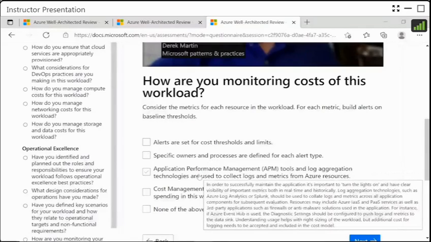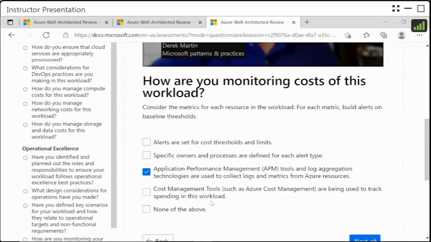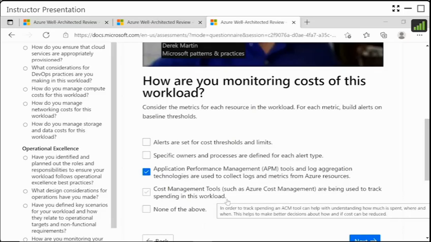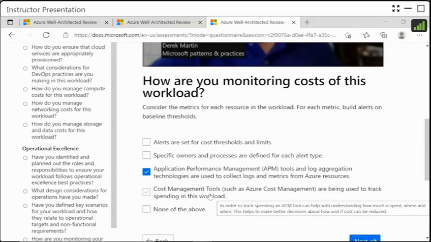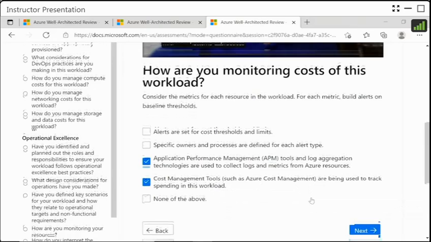Application performance tools and log aggregation technologies are used to collect logs and metrics from Azure resources, sure. And you imagine if you're building a workload and you select none of the above, right? That's going to give you a lot of recommendations. Cost management tools are being used? Yes, I'll click yes. We click next.